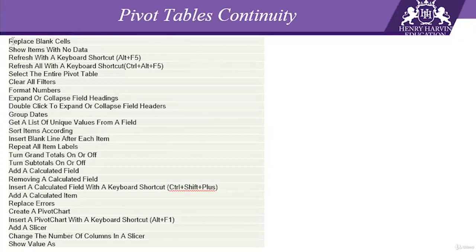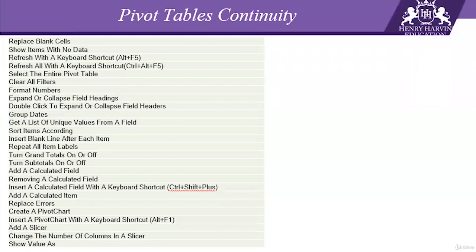And we can replace blank cells, and these are some of the most used features in Excel. You can group by dates, format numbers, format the entire pivot table, remove a calculated field, add a calculated item, create a pivot chart, slicer, change the number, and save Show Values As. So there are a lot more things which we will be covering today in this session.